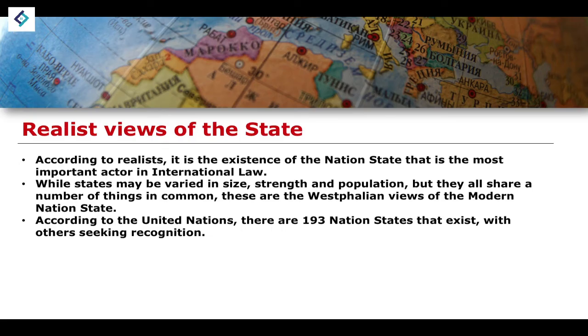According to the United Nations, as of 2019, there are 193 nation-states that exist. There are others that seek recognition. Of course, there are other regions that seek to try and break away from this conception of the state, between other states as well. Scotland being a notable example when it comes to the United Kingdom.